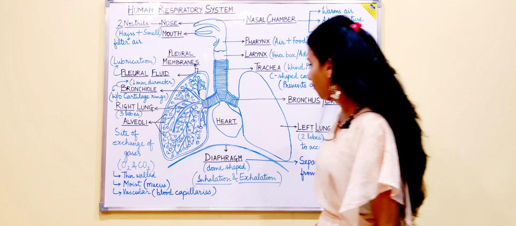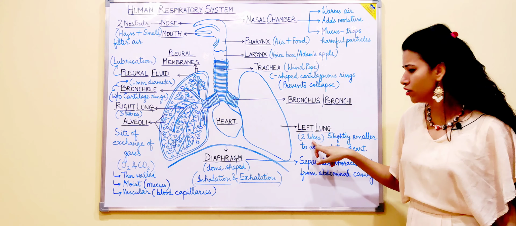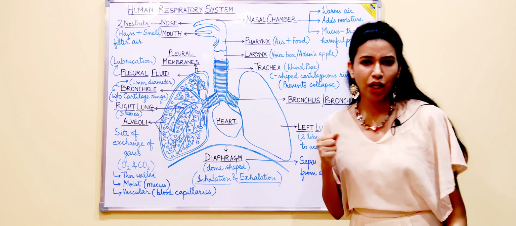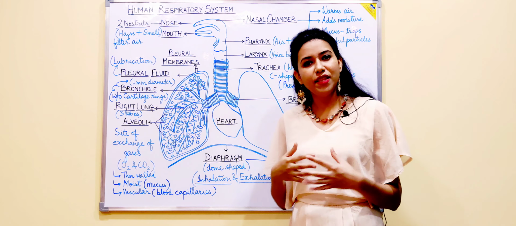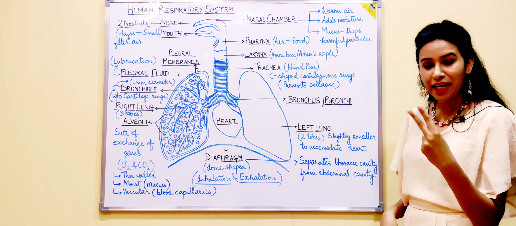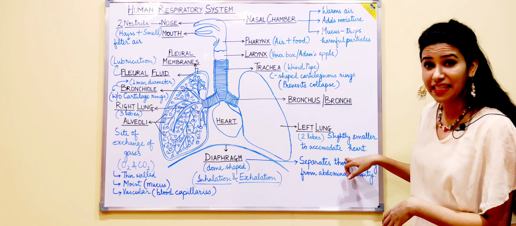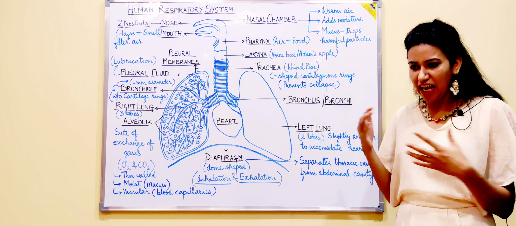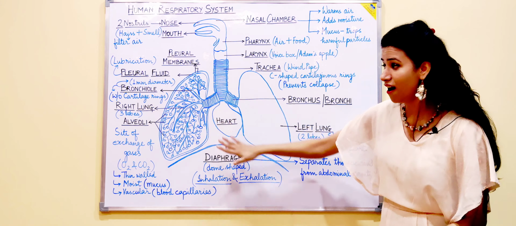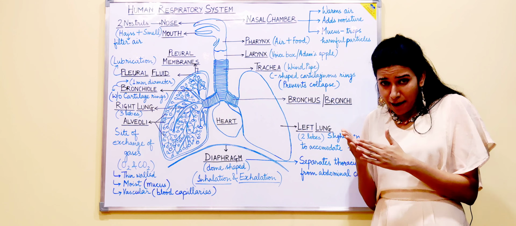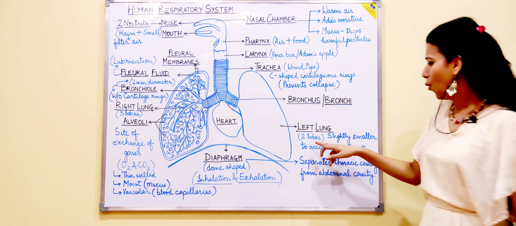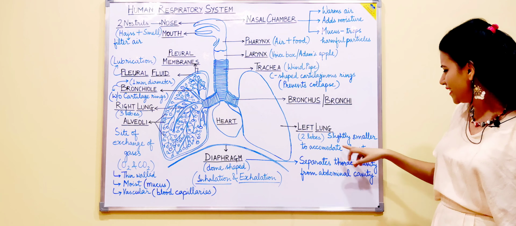What else do we have? If we see, I have written left lung, it's just 2 lobes, right? Whereas the right lung has 3 lobes. What are lobes? Lobes are the chambers. So why does the left lung contain only 2 lobes? Because it has to accommodate the heart. So it's slightly smaller. You can say the left lung is slightly smaller than the right lung so as to accommodate the heart. As you can see, the heart is present at the center, but its apex is towards the left side. So in order to accommodate that, it only has 2 lobes, and it is slightly smaller.